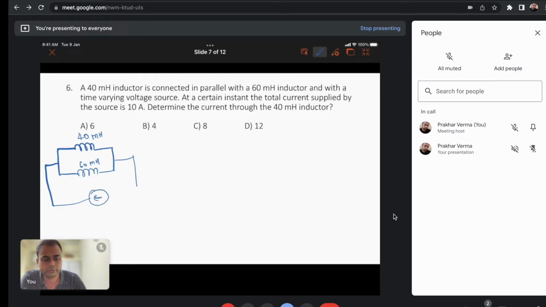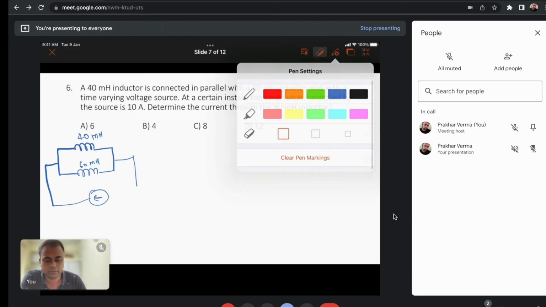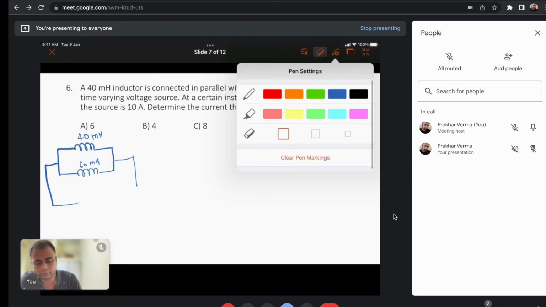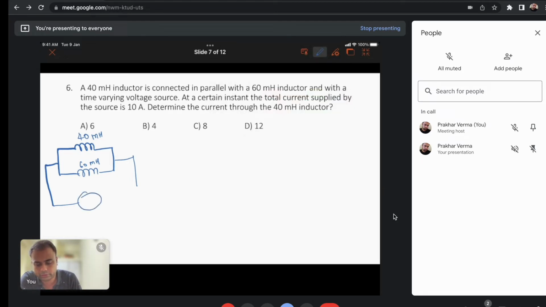So there is a time varying voltage source, and they have provided the value of current. This is a time varying AC source that varies with time, but the current I is given here as 10 amperes. So we have to calculate the current through the 40 millihenry inductor.